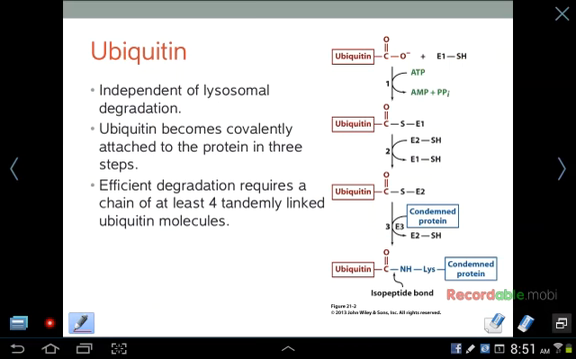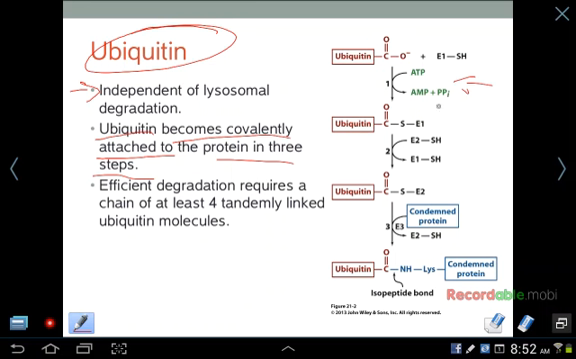Now, another form of protein degradation that's outside of the lysosome utilizes the protein ubiquitin. So, again, this is independent of lysosomal degradation. Ubiquitin becomes covalently attached to the protein that needs to be degraded in 3 steps. So as we can see here, first off, you notice that it involves ATP, and not only are we removing one phosphate from ATP, we're removing both the phosphates to make PPi, which, remember, is going to spontaneously hydrolyze to form 2 inorganic phosphates, thus releasing more energy.